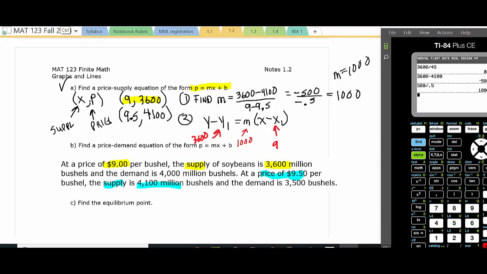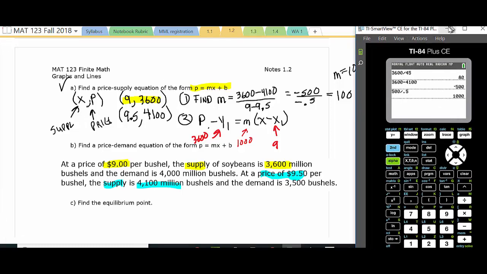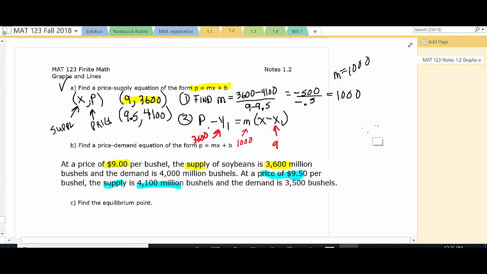Now the only difference with this is you really need to use p there instead of y, because that's what we're looking for, p equals mx plus b, like that. That's what that is. Now what we're going to do from here is we're going to do this. Okay, so go ahead and let's finish it out together. That's going to be p minus 3,600, get this written down, equals 1,000 times x minus 9. Okay, like that. Now go ahead, let's solve this for p, and then we've got the answer to that part of the problem. So that's going to be p minus 3,600 equals 1,000x minus 9,000, like this.